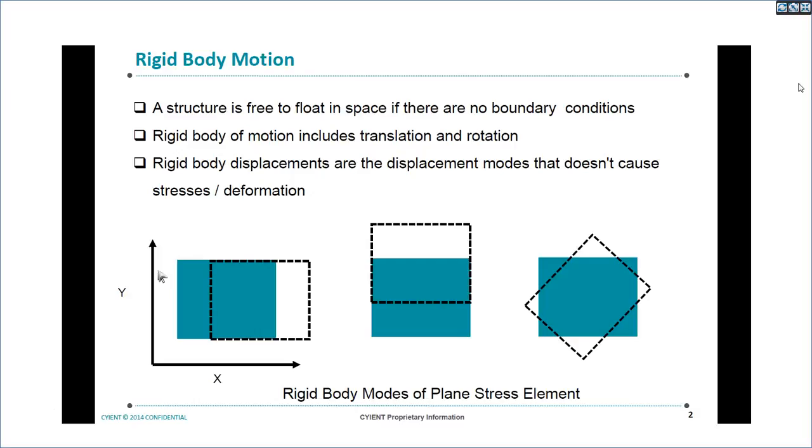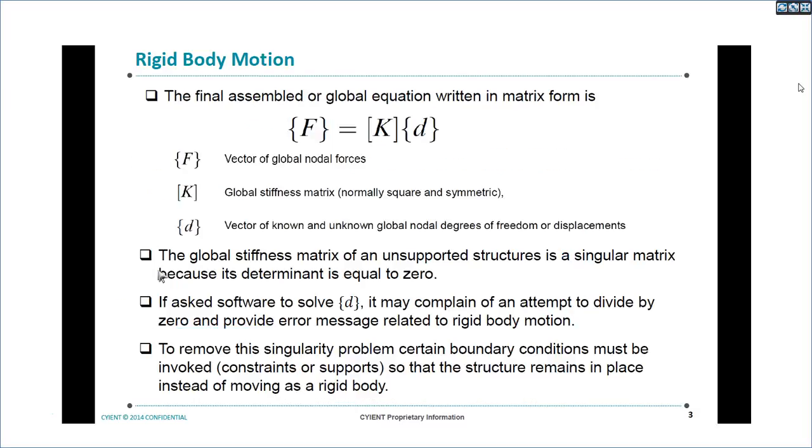So this is the rigid body motion. Rigid body motion is free to float in space if there are no boundary conditions. Let us look into the final assembly global matrix. F is a force matrix, K is the global stiffness matrix, and D is the global degrees of freedom matrix. So the global stiffness matrix of an unsupported structure is a singular matrix.